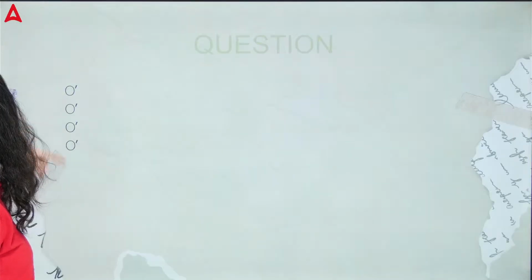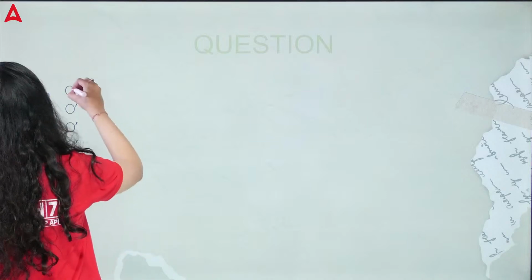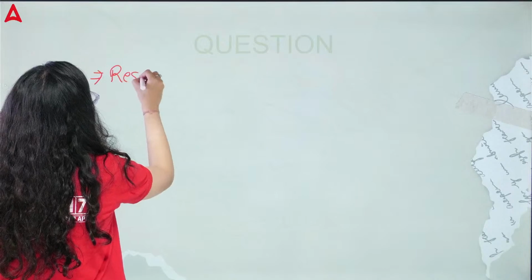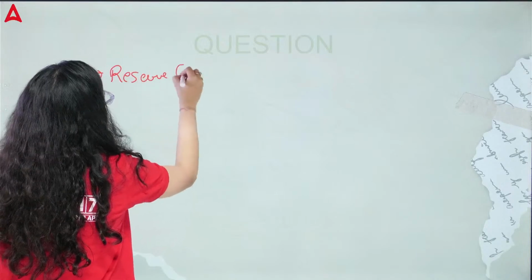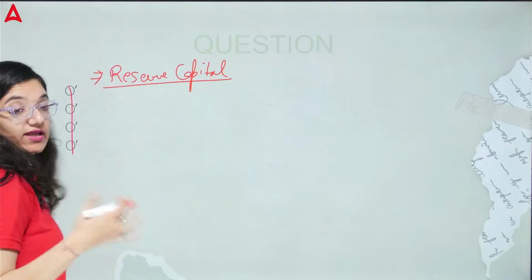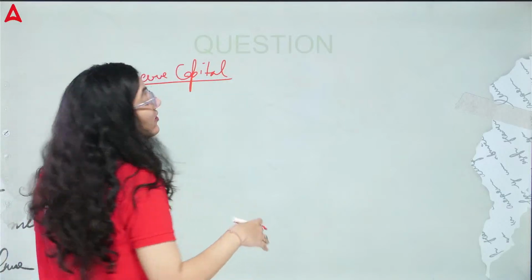Due to some glitch, these are not visible, so let me just share it with you. The particular question was related to reserve capital. What was the other name of reserve capital? In terms of capital, there are many types.